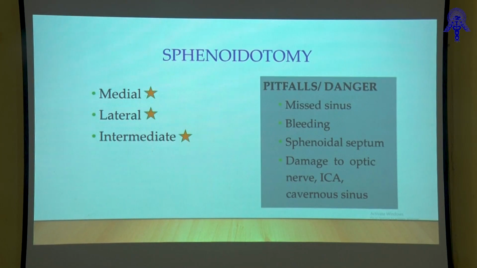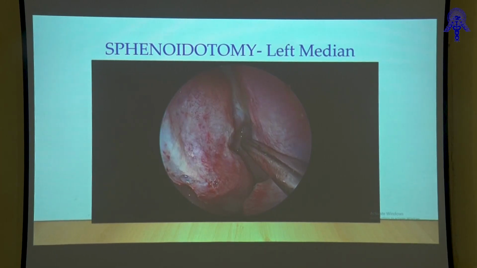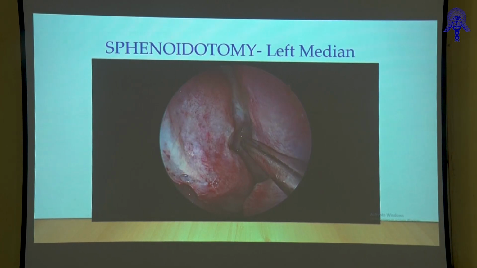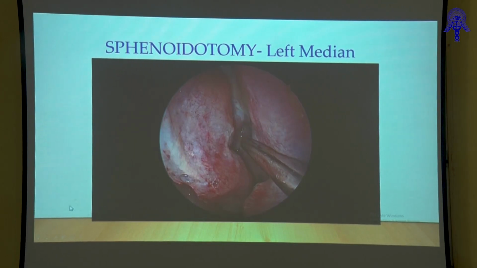Sphenoid, as you know, can be reached either through the natural ostium of the sphenoid, which is called the median approach, or through the trans-ethmoidal cavity after doing posterior ethmoidectomy, which is called the lateral approach, or you can go intermediate approach, which is by going trans-ethmoid and then going again through the natural ostium, which is a safer option. So I will quickly show you all the three.